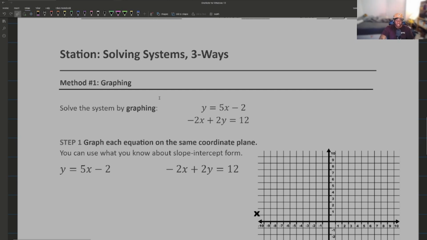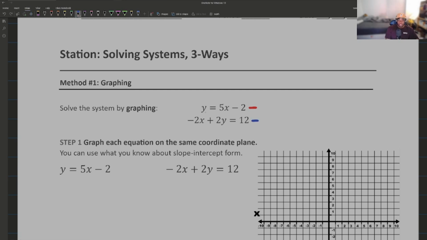All right. So in this first method, we're going to take a look at graphing. It says we have to solve this system: y equals 5x minus 2. I'm going to color code that red for our purposes. And negative 2x plus 2y equals 12. I'm going to color code that blue.